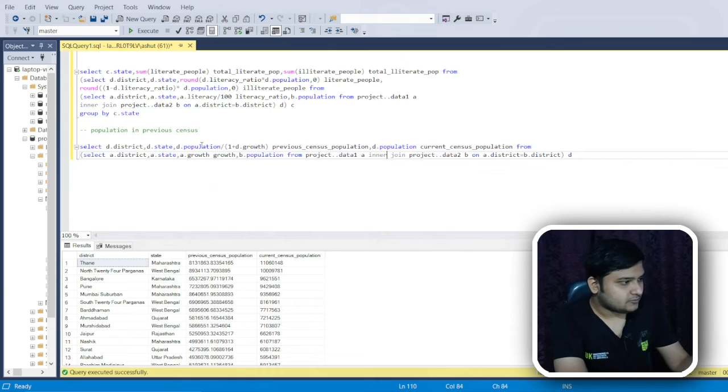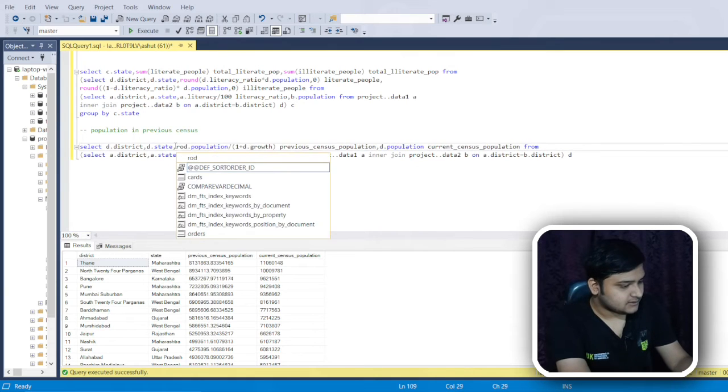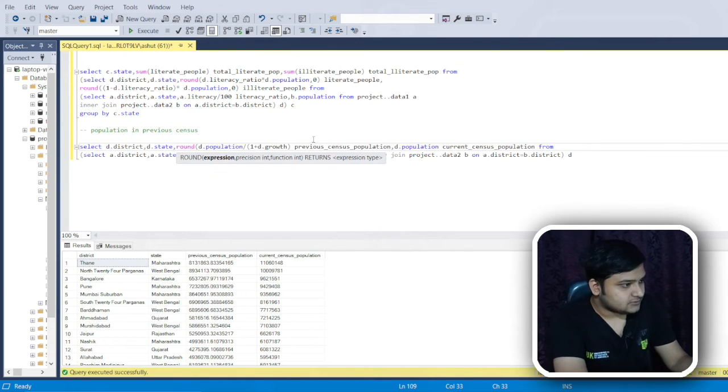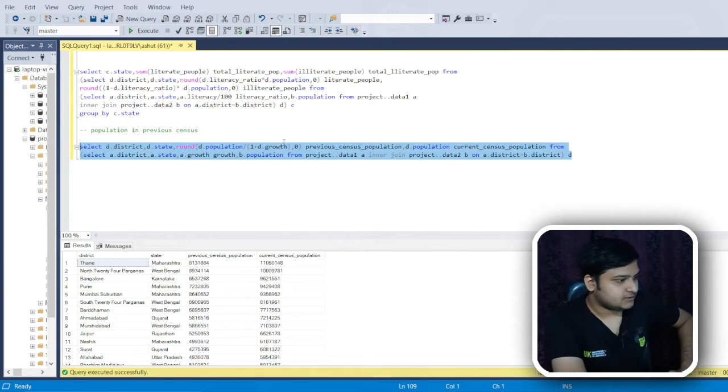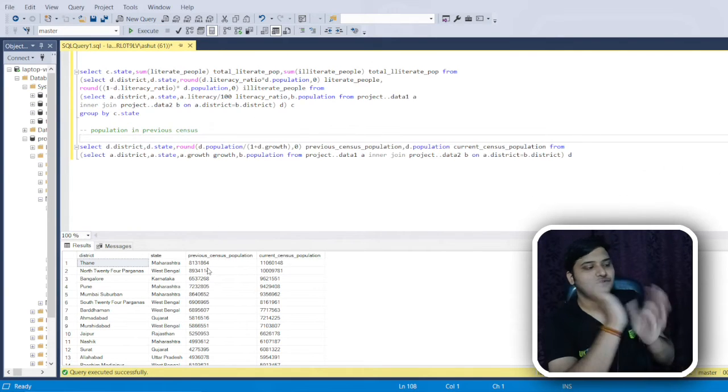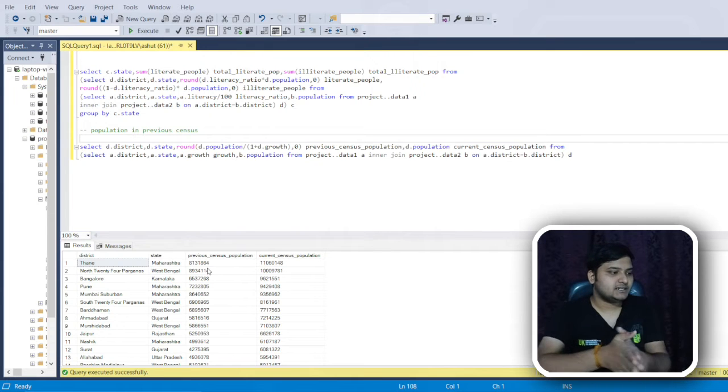I would round this number as well to 0 decimal places, and that's it. We'll execute the query once again. So you can see in the very first column I have got the previous census data, and in the current column I have got the current census data.